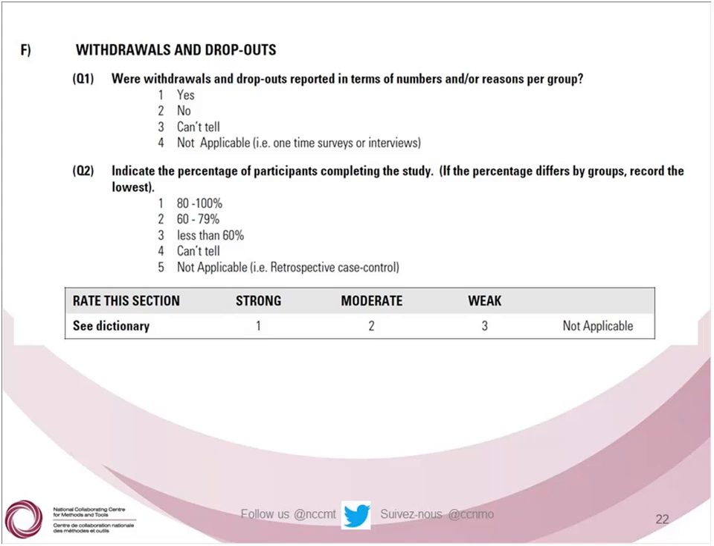Sometimes, again, we don't know. They don't tell us what that participation rate is, or, as in the example here of a retrospective case-control design, there isn't a dropout rate. There's really only a participation rate in a case-control, so that would be not applicable.